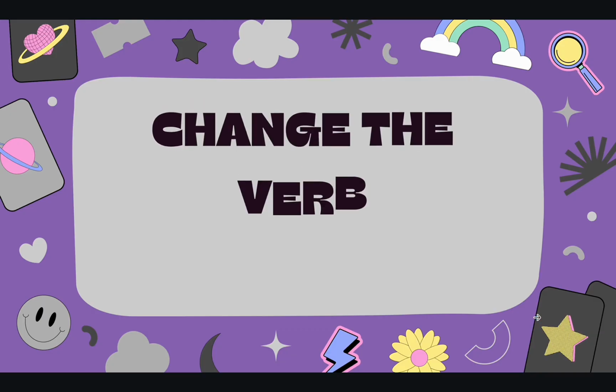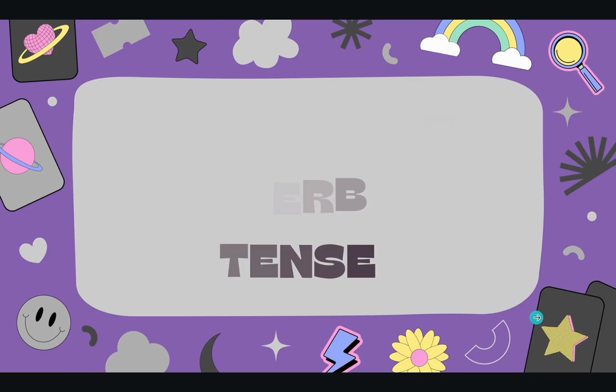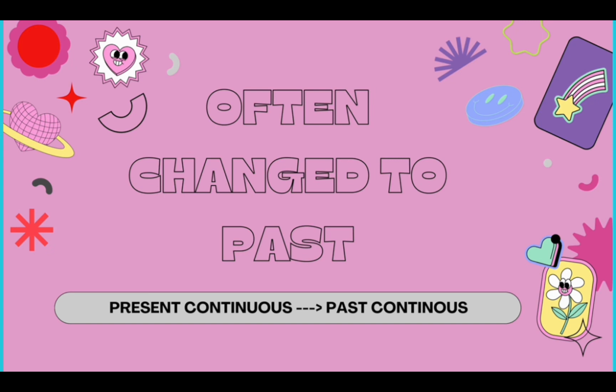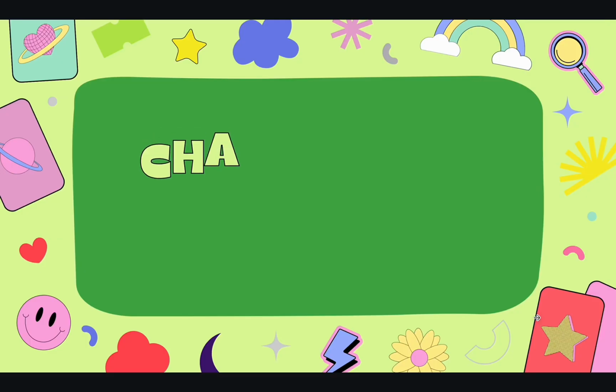The next one is to change the verb tense. The reported speech sentences have to be written in past. So that's why we often change the verb tenses to past. For example, you change the present continuous to a past continuous.